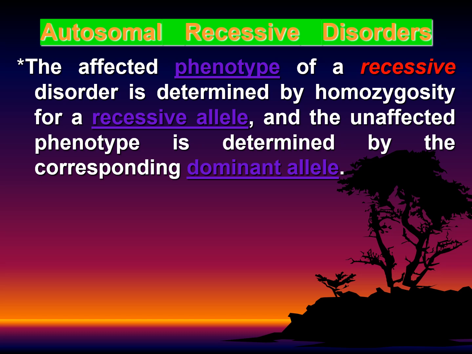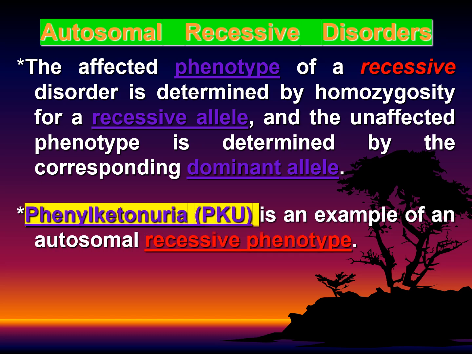And then the unaffected phenotype is determined by the corresponding dominant allele. And this unaffected phenotype is because the dominant allele is able to prevent the recessive allele from showing up. And so the person is not affected by the autosomal recessive disorder.